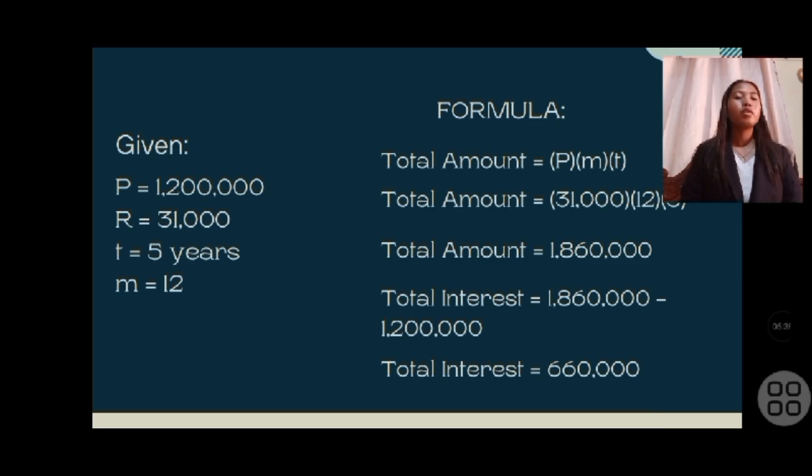So for us to solve the total interest, we simply subtract the present value from our total amount. So our total amount is 1,860,000 minus 1,200,000, which is equal to 660,000. Therefore, the total interest is 660,000.